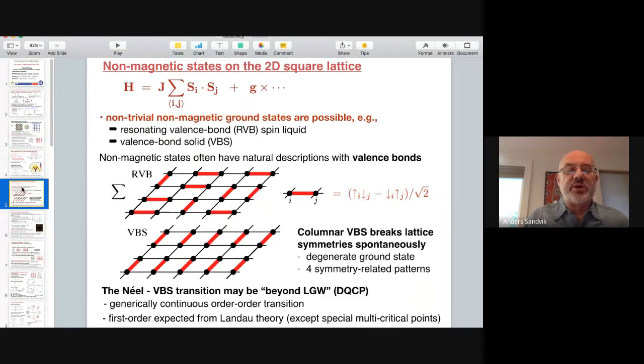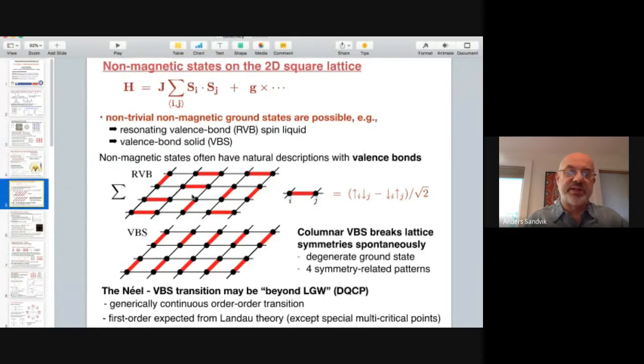So let me talk about non-magnetic states on the square lattice in 2 dimensions. Now I have in mind that we start with the Heisenberg model again and add something else that could give us some other states. The Heisenberg model by itself again has this long-range Néel order. We can basically get states of 2 different classes. We can get spin liquids or RVB states that have no traditional classical local order parameter, but we can have a valence bond solid as well, as I already introduced.